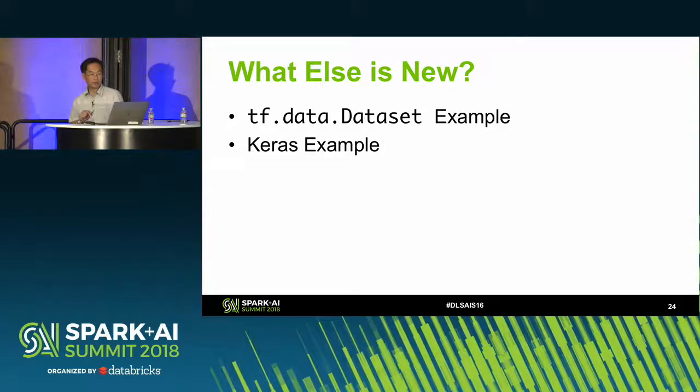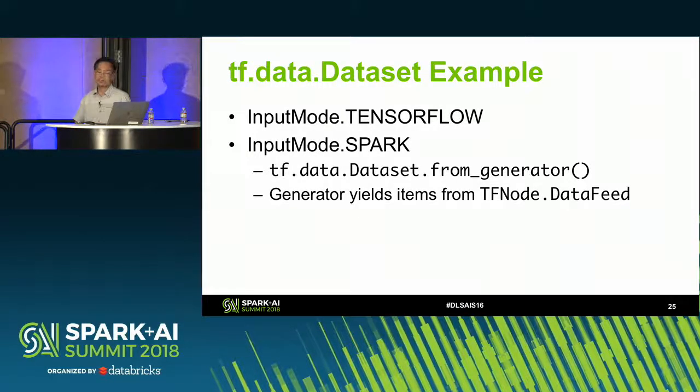Okay, so I separated these out. These are also new, but the difference here is that we were able to support new TensorFlow APIs without any change to TensorFlow and Spark. All we did was give you an example of how to use it. So when TF data and datasets came out, we provided an example that uses input mode TensorFlow. This basically just does what you would expect. Spark gets out of the way. TensorFlow uses TF data to read directly from HDFS.